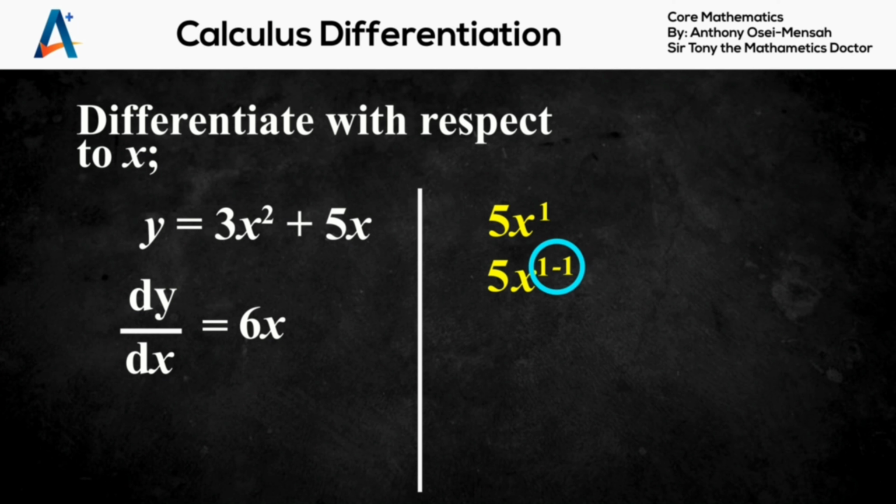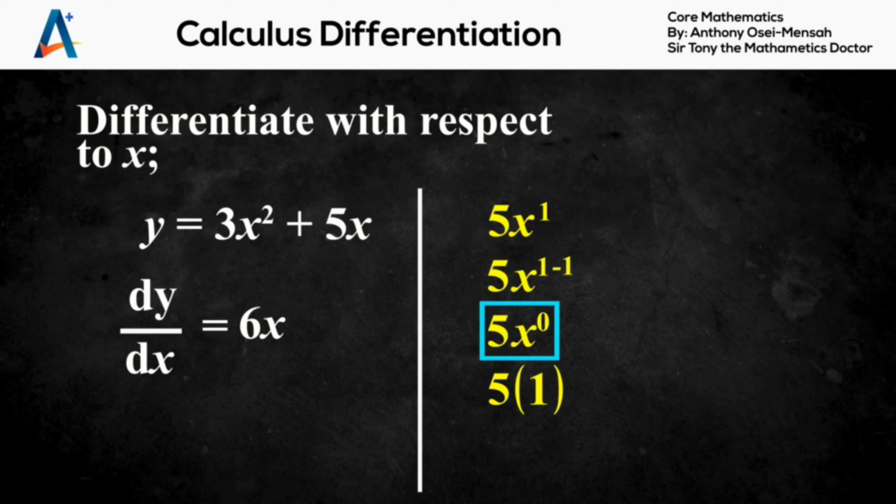Now 1 minus 1 means 0. So the power becomes 0. So in effect, we get 5x raised to the power 0. Now in mathematics, any number raised to the power 0 gives 1. So x raised to the power 0 is 1. So we are going to get 5 multiplying 1. That is why I bring the bracket, because 5x power 0 means 5 times x power 0. And x power 0 means 1. So it becomes 5 times 1. And 5 times 1 is equal to 5. That means with this particular differentiation of 5x, we are going to get 5.